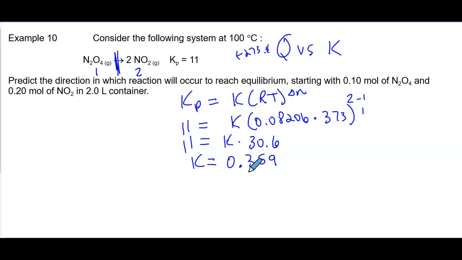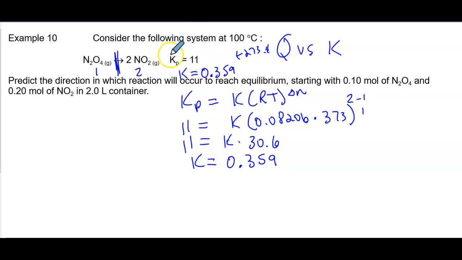Okay, so that's just reviewing how K and Kp are related. So now we can come up here and we can say our K is 0.359. I'm going to go ahead and get rid of that because that's technically Kp. Okay, so that's how we go from Kp to K.